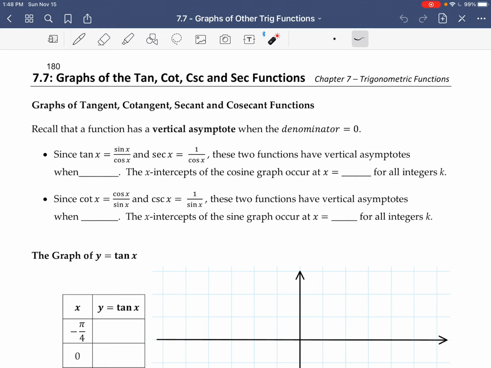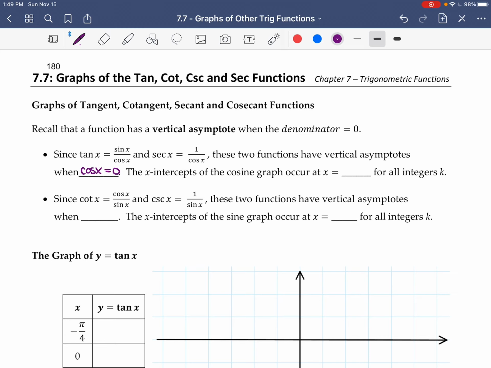So the first thing we want to remember is that a function has a vertical asymptote when the denominator is 0 and the numerator is not 0. So for tan, the tan is equal to sine over cosine, and secant is 1 over cosine. So both of these functions are going to have vertical asymptotes when the denominator is 0. Okay, in both instances, the numerator is not 0 at the same points. So these are going to have vertical asymptotes when cos of x is equal to 0.